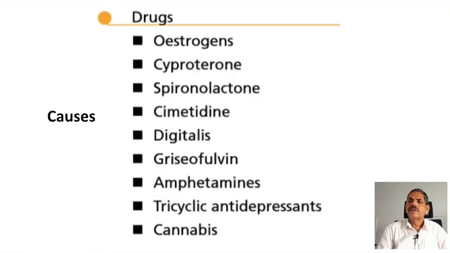And it's important to know some of the drugs known to produce gynecomastia. They are estrogen, for example, given for the treatment of prostatic cancer, cyproterone, spironolactone, given in the case of heart failure as well as cirrhosis of liver with marked ascites, or nephrotic syndrome, cimetidine, digitalis, isoniazid, amphetamine, tricyclic antidepressants, and cannabis.